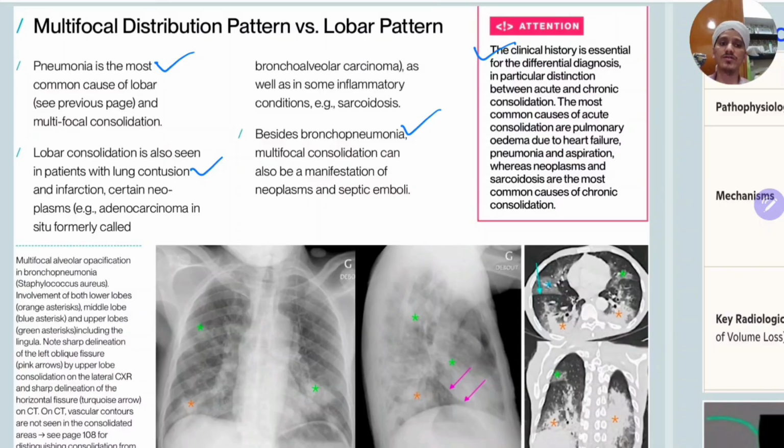The most common causes of acute consolidation are pulmonary edema due to heart failure, that is cardiogenic pulmonary edema, pneumonia, and aspiration. Remember this point: the most common causes of acute consolidation are three things: cardiogenic pulmonary edema, pneumonia, and aspiration. Whereas neoplasms and sarcoidosis are common causes of chronic consolidation. So infection, pulmonary edema, and aspiration are common causes of acute consolidation, whereas inflammatory conditions and malignancy are common causes of chronic consolidation.